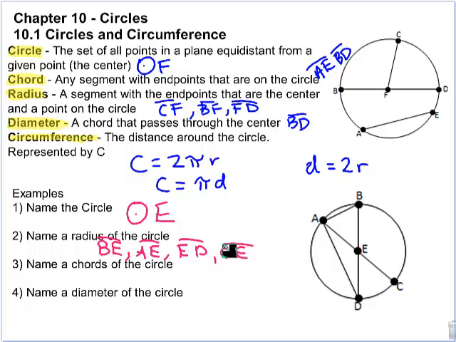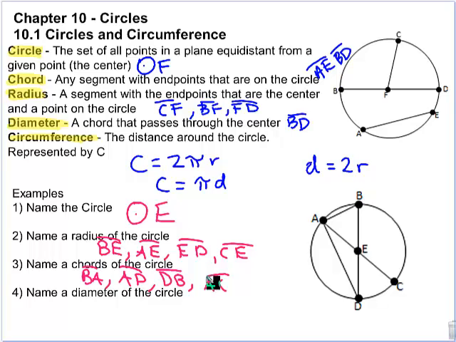Name a chord of the circle. BA would be a chord, yep. Any other chords? AD is a chord. Any others? DB is, yep. And AC is. So there are 4 chords there.